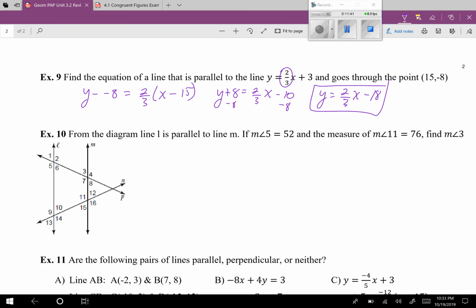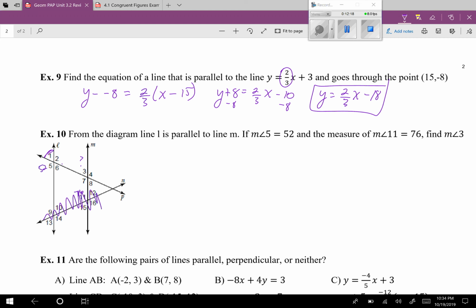Okay, example 10. It says from the diagram, line L is parallel to line M. If the measure of angle 5 is 52 degrees and the measure of angle 11 is 76 degrees, find the measure of angle 3. Okay, first thing right away, I'm going to understand that P and N are completely different transversals, and the angles down here on the bottom have nothing to do with the angles up here on the top. So they tell me a top angle, and I'm trying to find a top angle, so I don't need any of this bottom stuff.